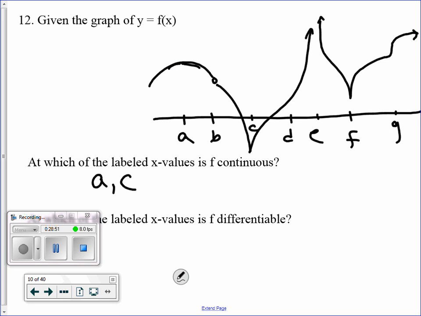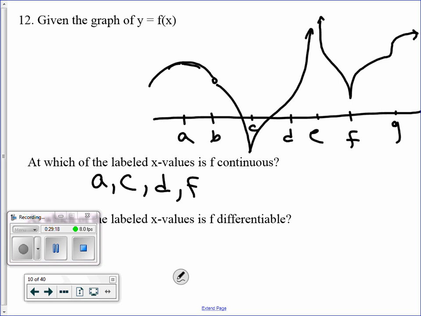D, I hope my graph looks like yours. Yeah, the limit and the functional value are the same. E, no, because first of all, the limit doesn't even exist. So you would say it's positive infinity, but technically it doesn't even exist, so don't include E. F, it does exist, because the limit and the functional value are the same.